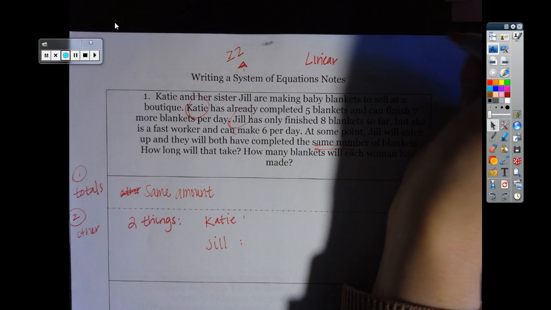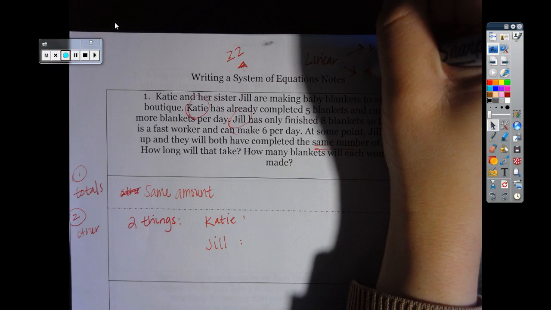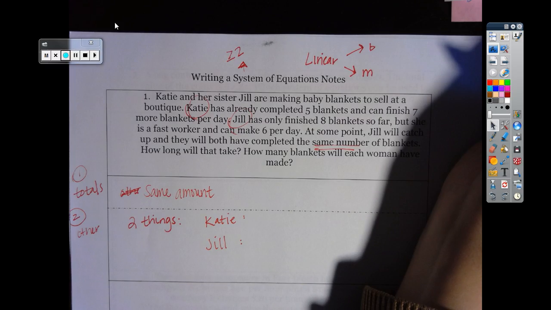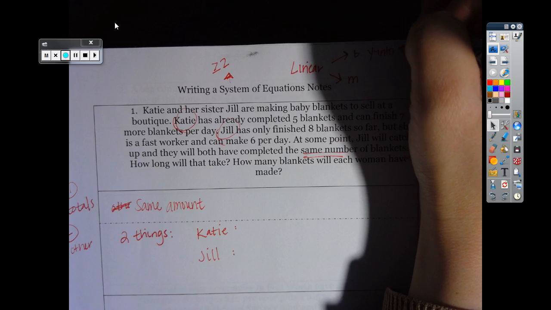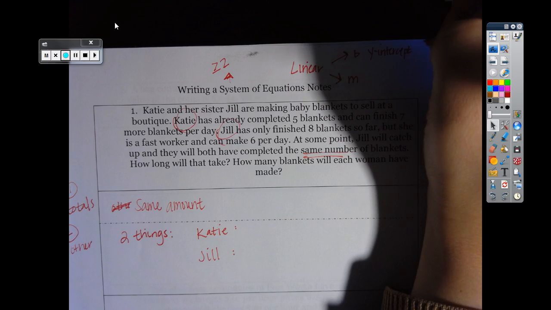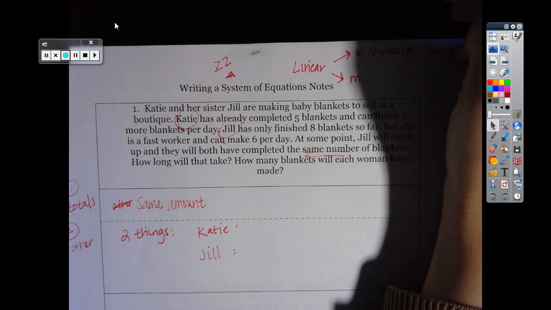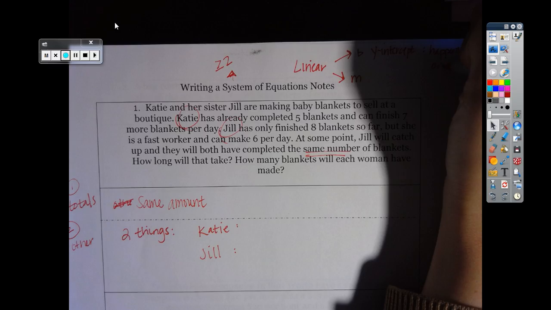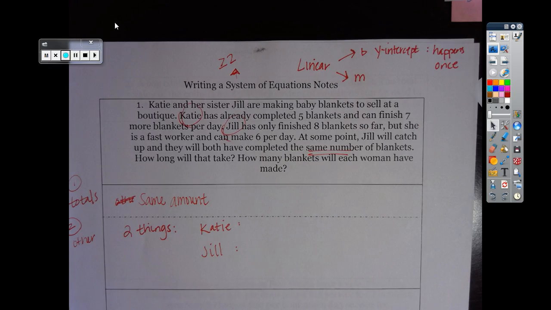Now, we're going to write linear equations. When we write linear equations, they have 2 parts: the b and the m. The b is the y-intercept. This is the thing that does not change because it happens only once. It happens one time. It starts with this amount at the beginning.